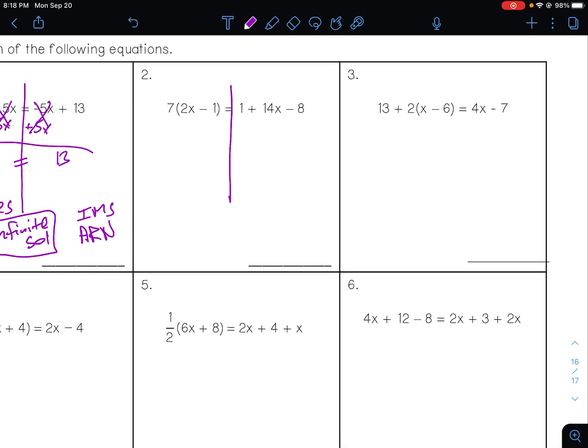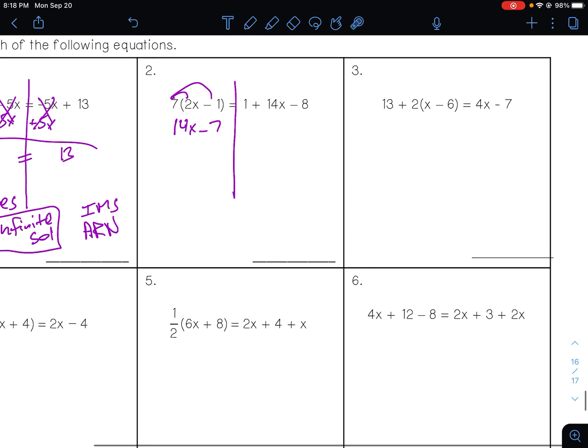All right, let's try number 2. First things first, let's distribute on the left side and simplify. 7 times 2x is 14x. 7 times negative 1 is negative 7. Let's simplify the right side by combining like terms. We have 14x, 1, and negative 8. So this is a positive 1, that's a negative 8. When you combine positive 1 with negative 8, you end up with negative 7. And 14x is just 14x. So it's 14x minus 7, and the other one's 14x minus 7.